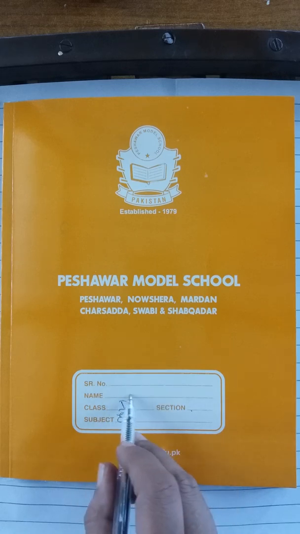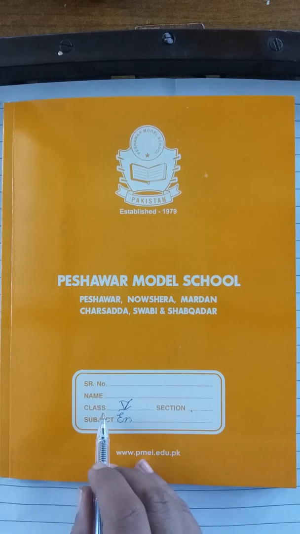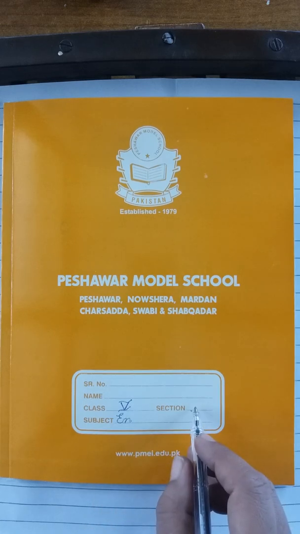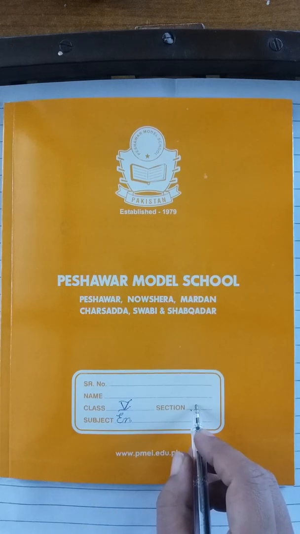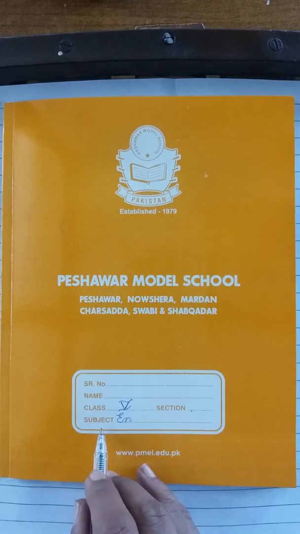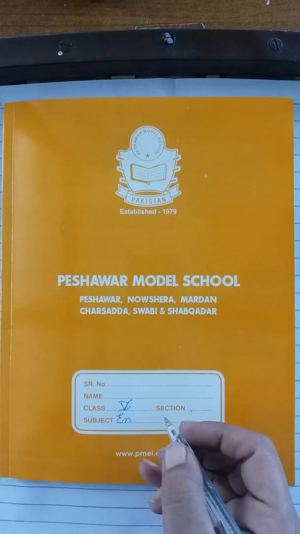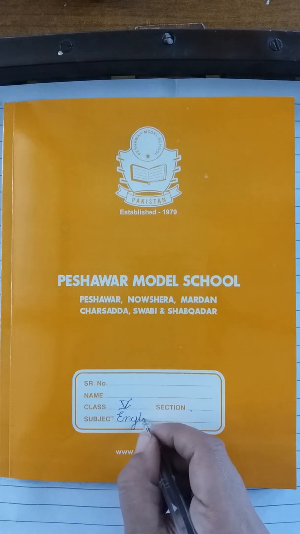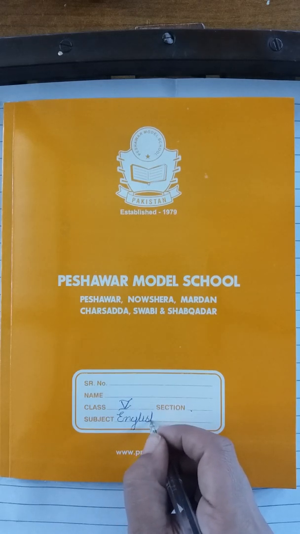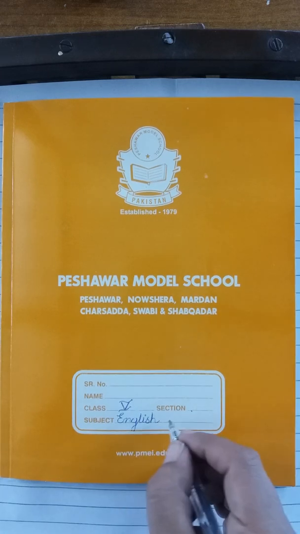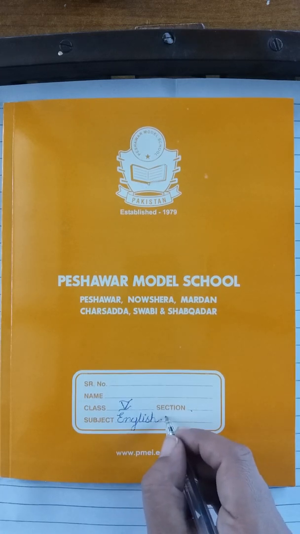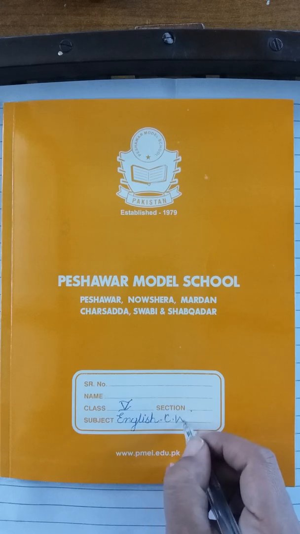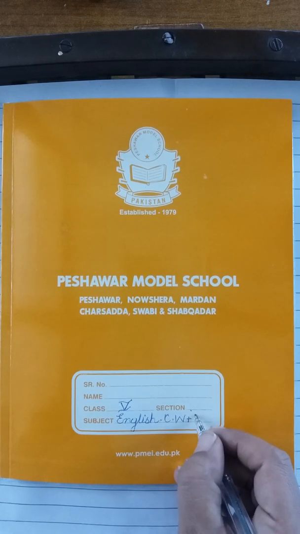What will you write here? Your name, class 5, section, whatever is your section, you will write the section here. Then subject, of course this is English notebook, this is English subject, English. Then you have to write classwork plus homework.